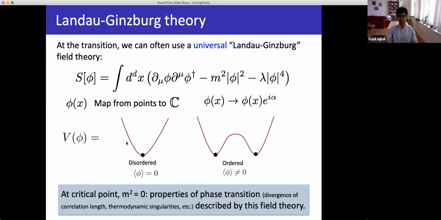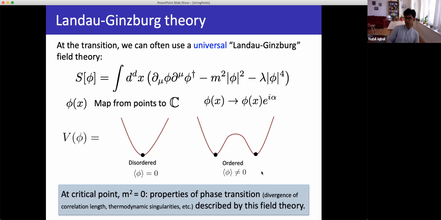For example, if m squared is greater than 0, my potential has a unique minimum, and you sit at the bottom of this minimum, and the VEV of phi is 0. This is the unbroken phase. On the other hand, if m squared is negative, then my potential has this sort of Mexican hat minimum. And now you sit somewhere at the bottom of this potential, and now the VEV of phi is going to be non-zero. This is the spontaneously broken phase.